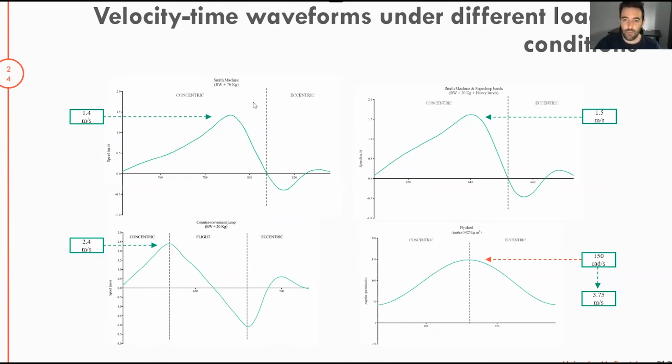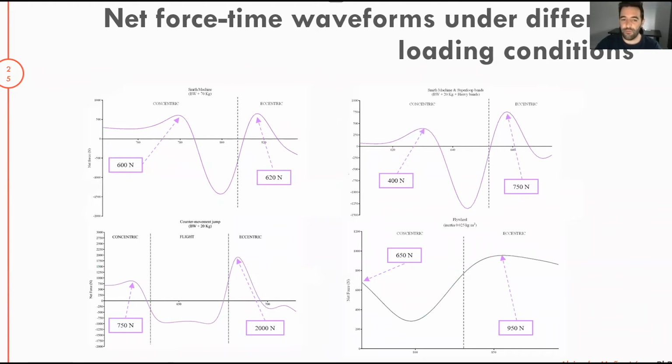And here, what we present is mostly the same, but now we include on the isoinertial heavy bands, super loop bands. So we still see that even including the bands, which is a variable resistance training device, like the flywheel, will have mostly the same results compared to the Smith machine. But what about the force? What about net force, which is the force that the athlete really executes, really performs?